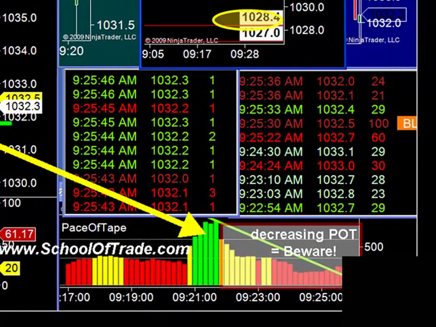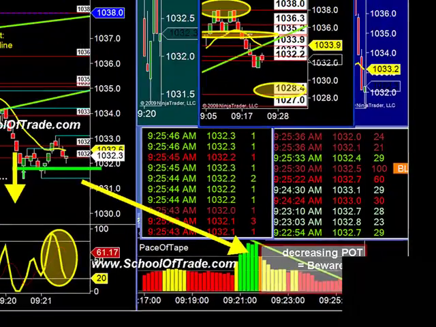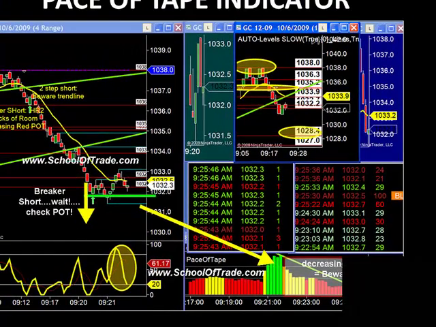And again, before we jump into this breaker short to the downside, we shift our focus to our pace of the tape indicator, lower right-hand corner. You can see there, very simply, we have decreasing pace of the tape, which goes from green to yellow, back down to red. And of course, that means to be aware.